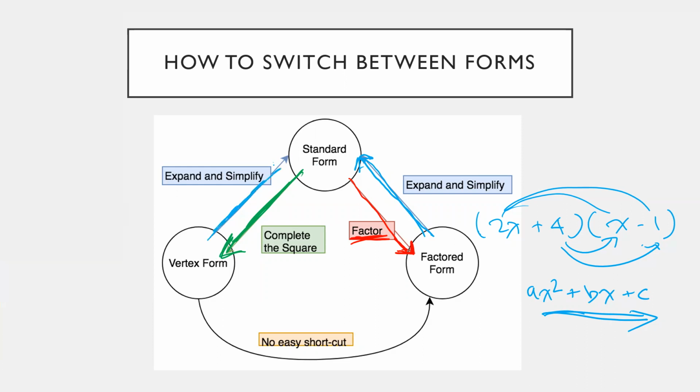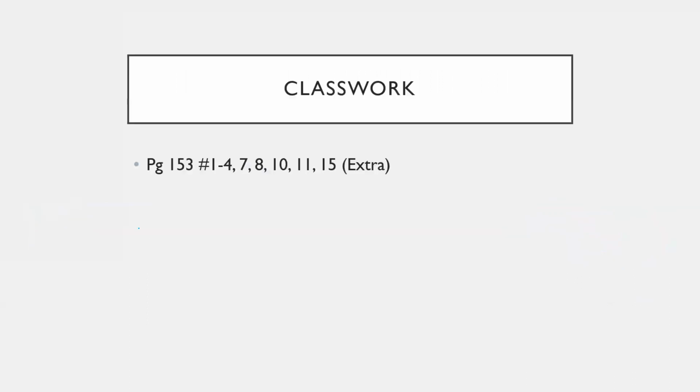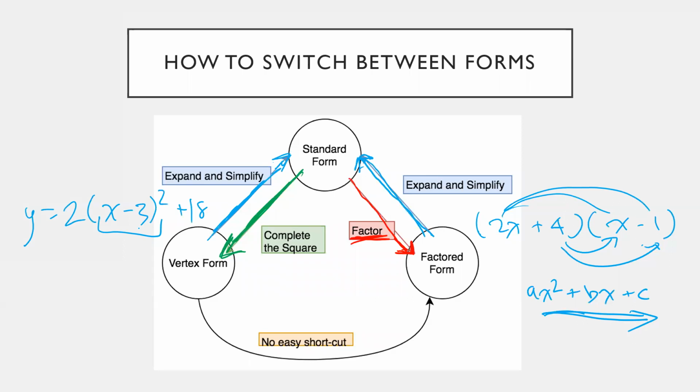And then, of course, if you want to go from vertex form to standard form, we just saw that, you simply expand and simplify. So you take your vertex form, and I'm just giving an example here, 2 times x minus 3 squared plus 18. You simply expand this out as x minus 3 times x minus 3. You multiply the whole expression by 2, and then add the 18. So you expand it out and simplify to get into standard form.